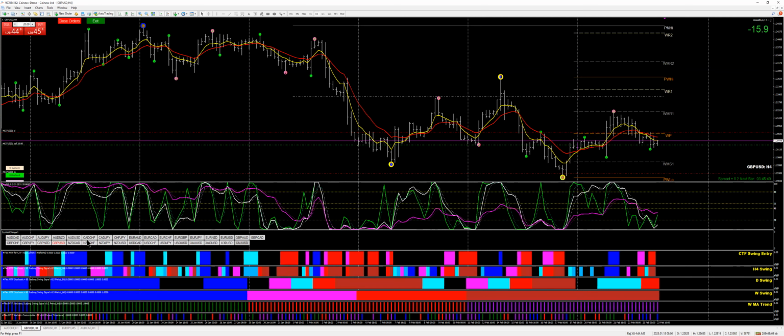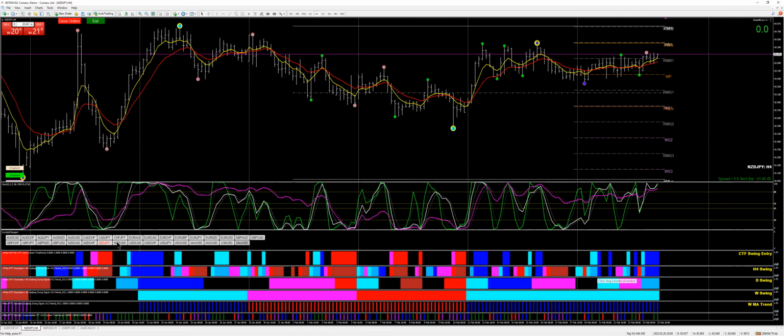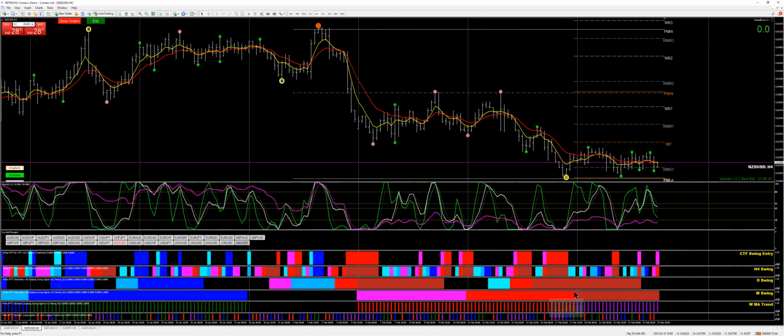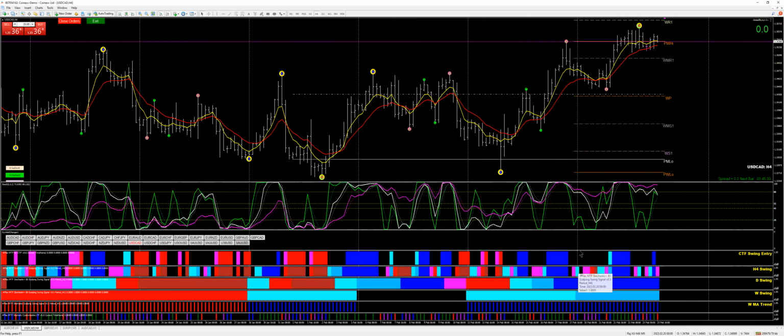And then NZD yen, no trade. NZD dollar, ready to go short. But you'll be taking it against the 3 balls, so it's at your own risk. USD CAD. USD CAD is ready to go long, but you have to wait for the retrace, right?